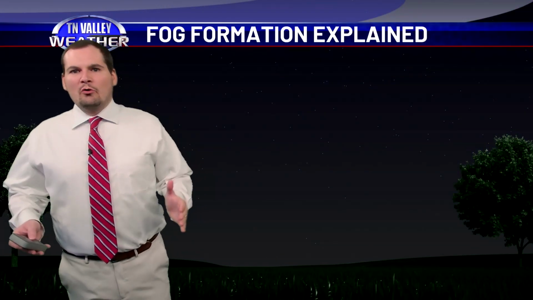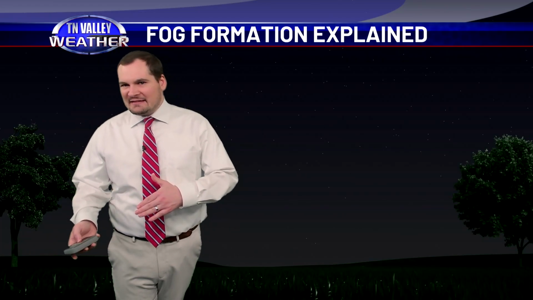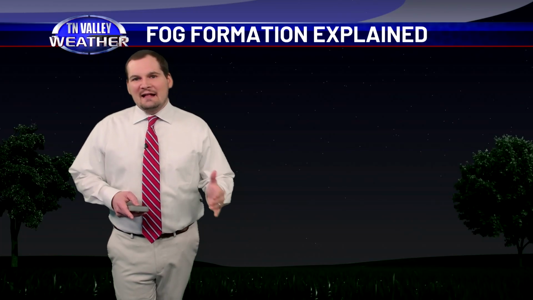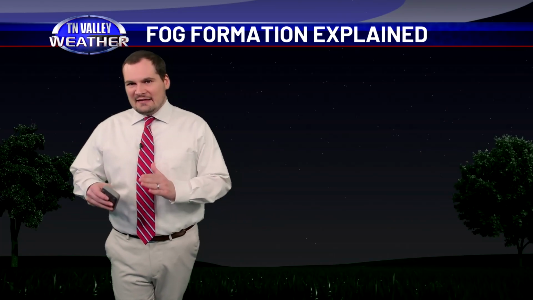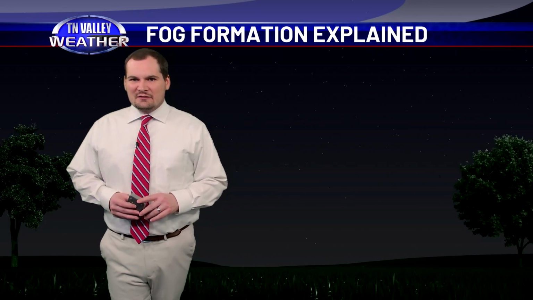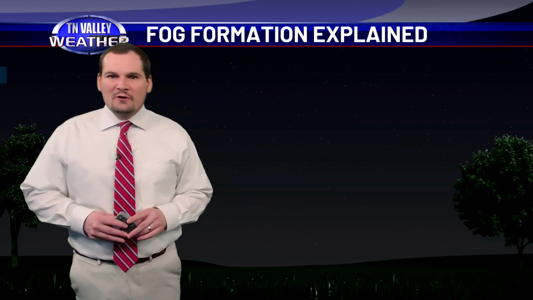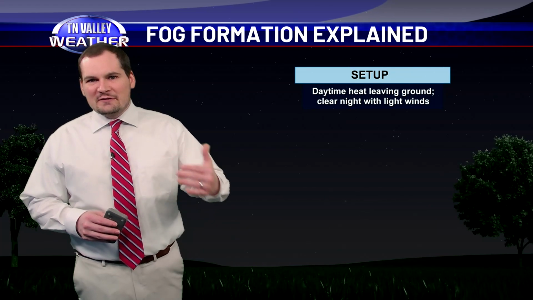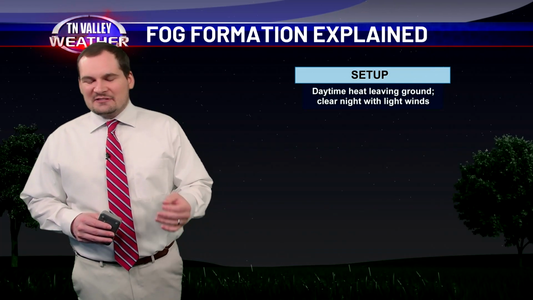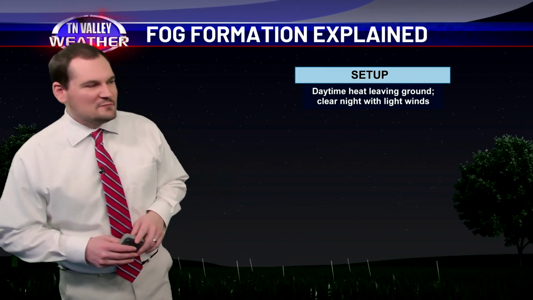We see it on multiple occurrences. It happens at night, even happens during the day, and that is fog. But what exactly is fog and how does it form? Well, it actually forms pretty simple, and that is because you end up getting two different air masses in place, specifically at night, and then that allows for that fog formation.